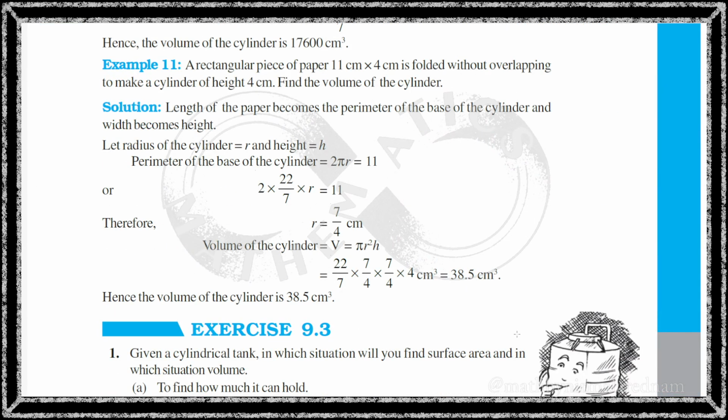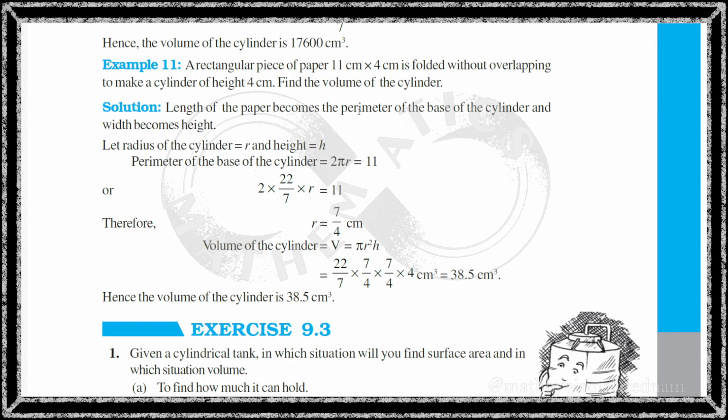A rectangular piece of paper 11 by 4 is folded without overlapping to make a cylinder of height 4 centimeters. So here they are saying that 11 by 4 is folded along this 4 centimeters. Therefore, the height is 4 centimeters. Find the volume of the cylinder.